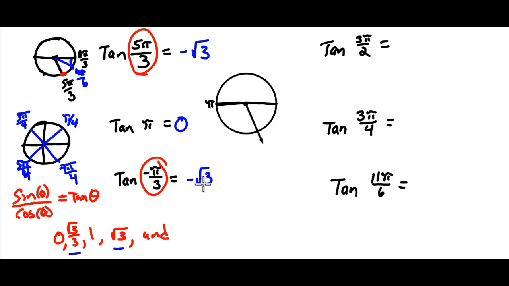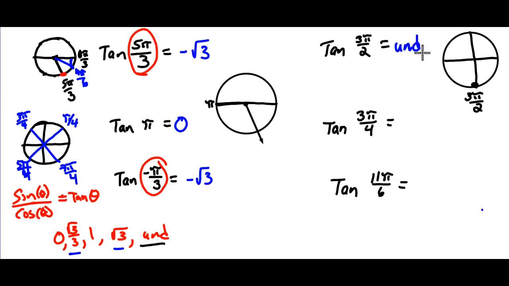Next, let's look at 3 pi over 2. So sketch out the circle and find that angle. So where's 3 pi over 2? So here's 1 pi over 2, 2 pi over 2, 3 pi over 2. It's right here. So at this point, what is the slope of that vertical line there? Oh, it's a vertical line. They have slopes that are undefined. So our slope is undefined. Or tangent of 3 pi over 2 is undefined.